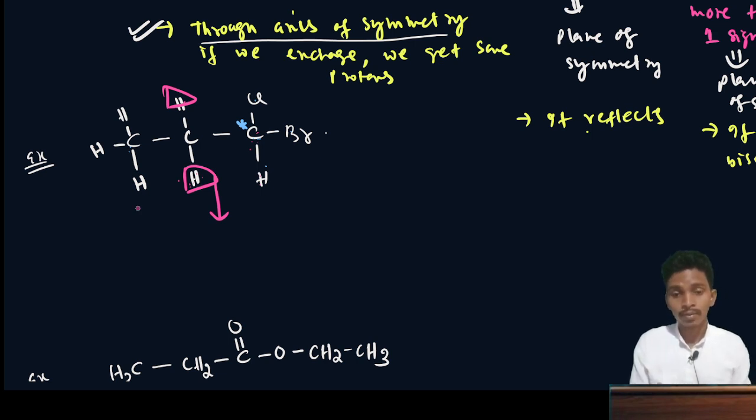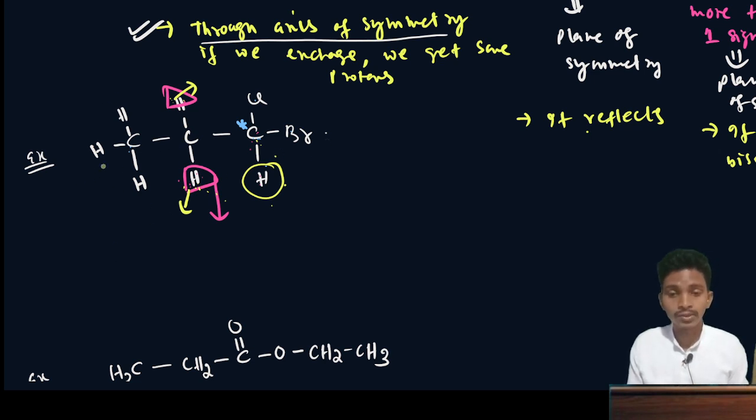For homotopic you get the same signal, and for enantiotopic also you get the same signal. But why study both? The reason is, if a chiral center is present, this gives a different signal because it is diastereotopic. If there is no asymmetric center, then this is enantiotopic. But since an asymmetric center is present, all enantiotopic protons become diastereotopic and give different signals. Homotopic protons give the same signal as it is, with no effect from the asymmetric center.